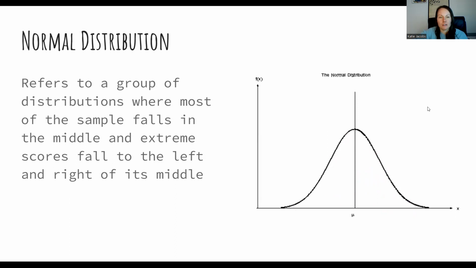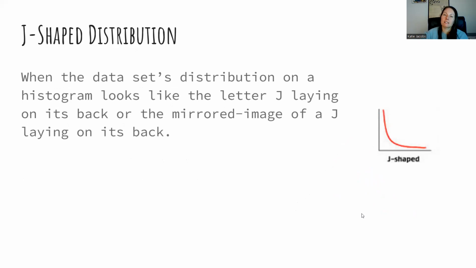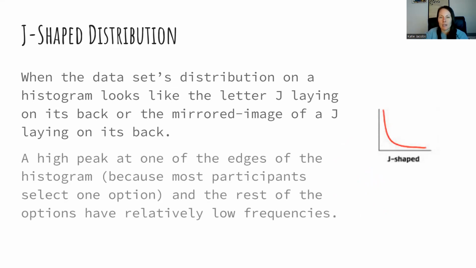All right, so we also see a J-shaped distribution. Remember, whenever we draw the shape, this is over the tops of our histogram bars. This is when the data set's distribution on a histogram looks like a letter J that's laying on its back, or a mirrored image of a J laying on its back. We have a high peak at one of the edges of the histogram because most of the participants selected one option, and the rest of the options have relatively low frequencies.